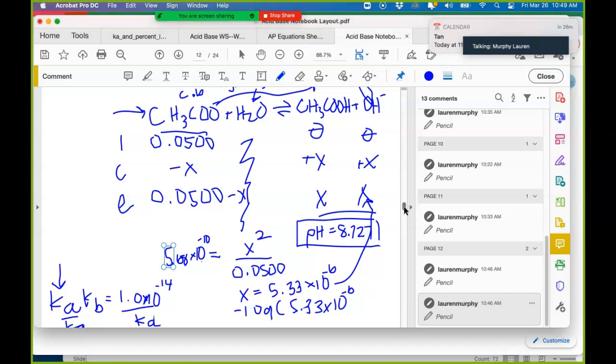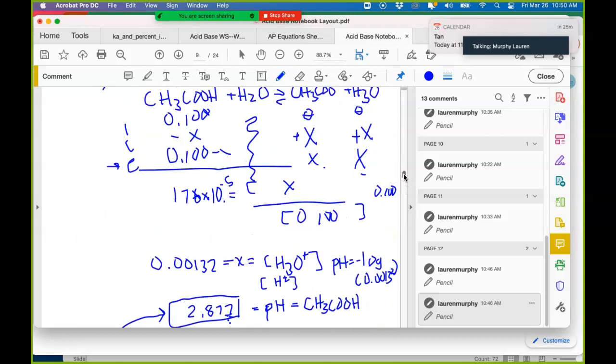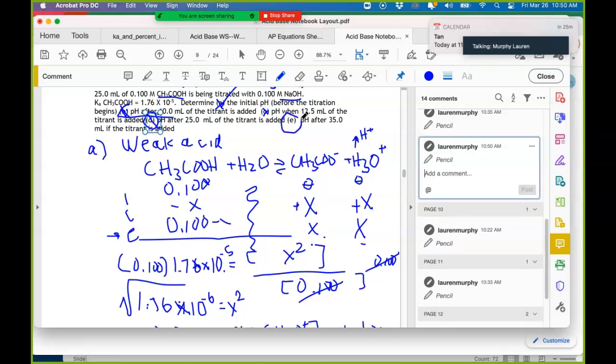We have one more to do, and this one you're going to be like, okay, because we're going to have excess base in there. So we started at the beginning, added a little bit of base, and hit the equivalence point. Now we're going to keep adding more base, so we're going to move past the equivalence point. And I think this volume, if I look back, is 35 milliliters of base for the last one that I'm asking you to do. So this one's done, 35 milliliters.